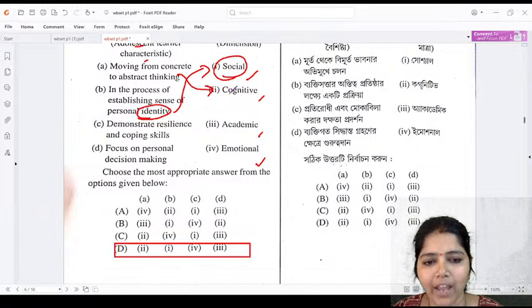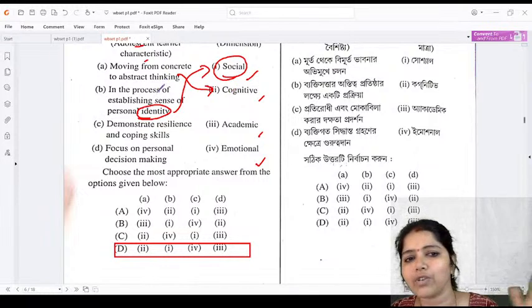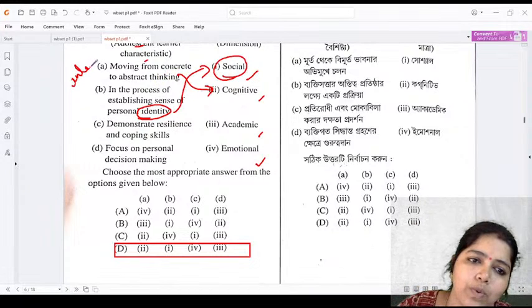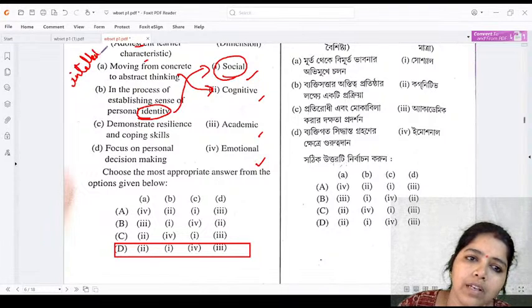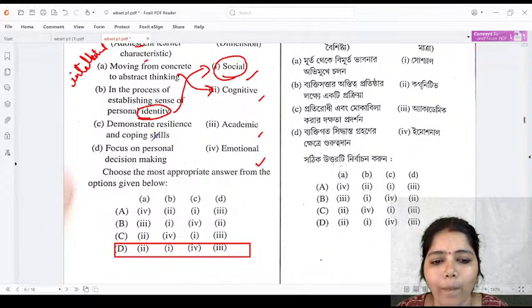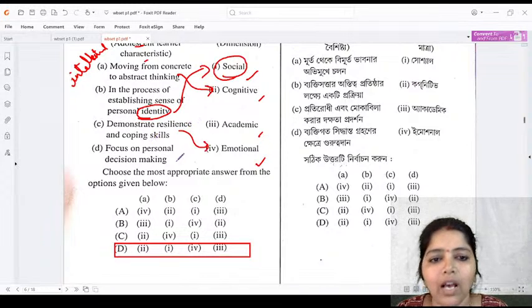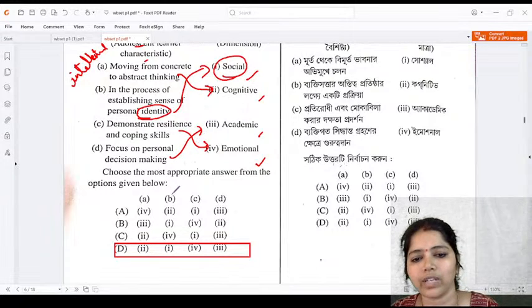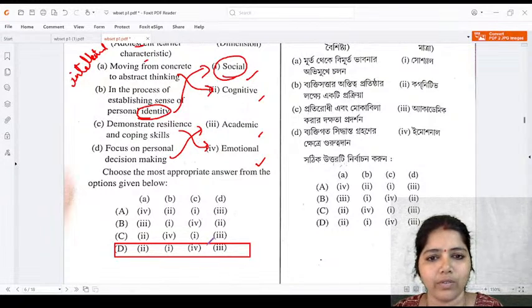Okay. So option A is 2, that is moving from concrete to abstract thinking. This comes under the intellectual domain. Demonstrate resilience and coping skills is emotional. Focus on personal decision making is academic. Okay, so D is for 3. Yes, very good.